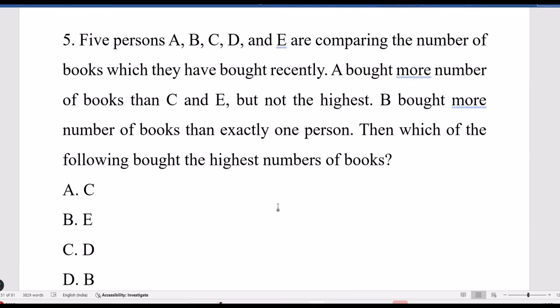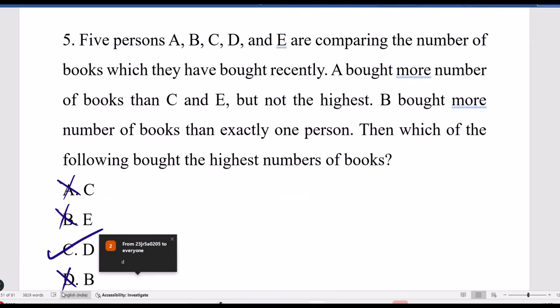A bought more than C and E. So C and E cannot be the highest. B bought more than only one person. So the answer is D. I'm not doing the question entirely, but B bought more than only one person. A got more than C and D, but not the highest. So A will not be the highest.